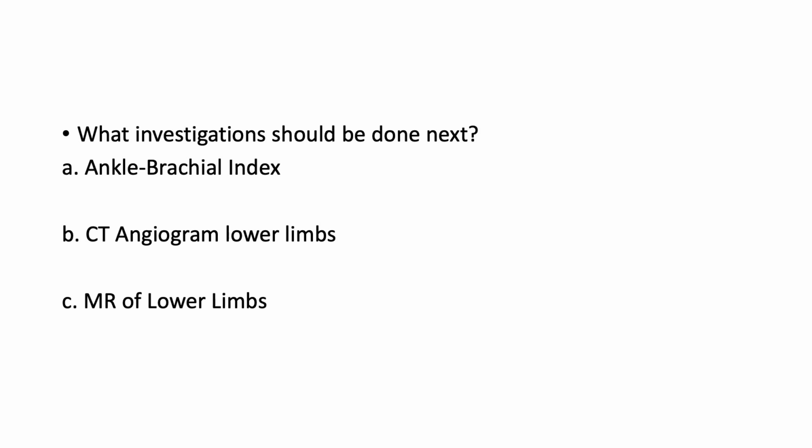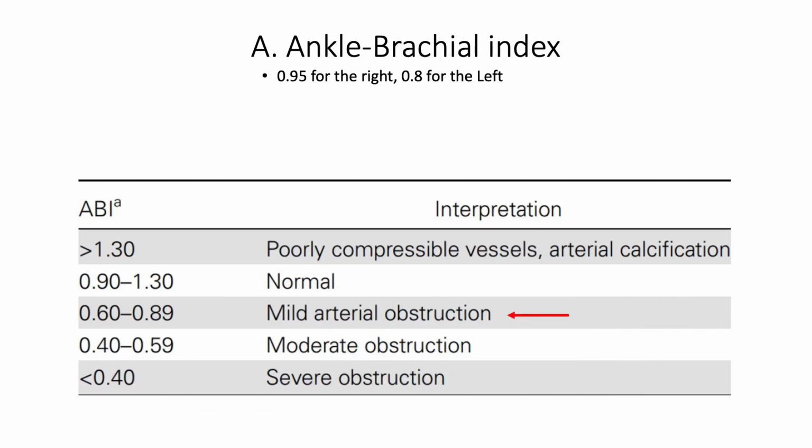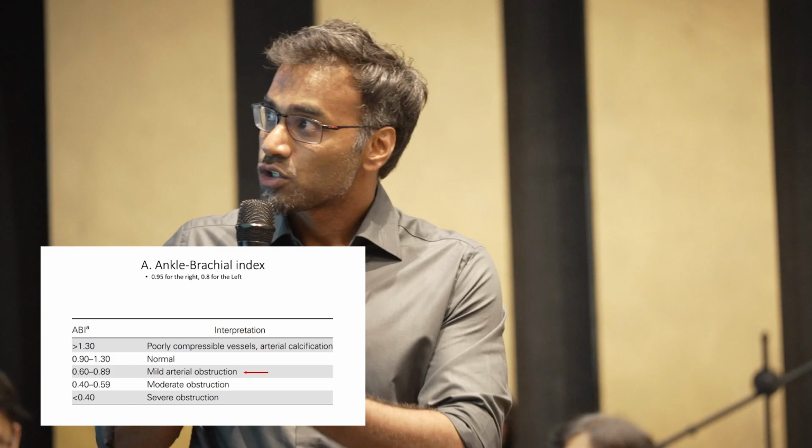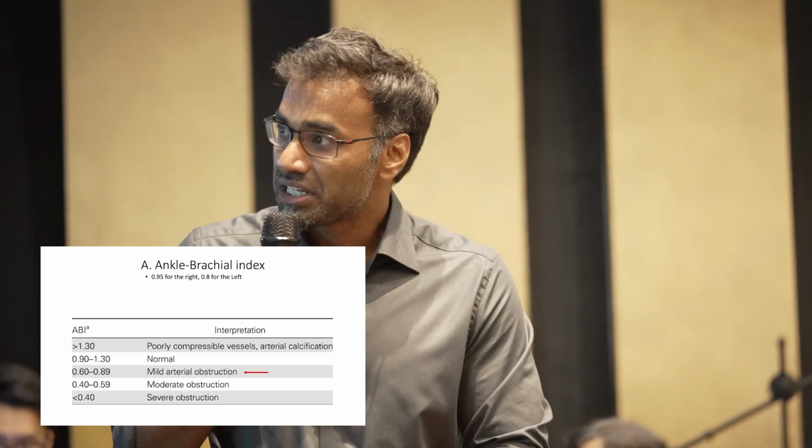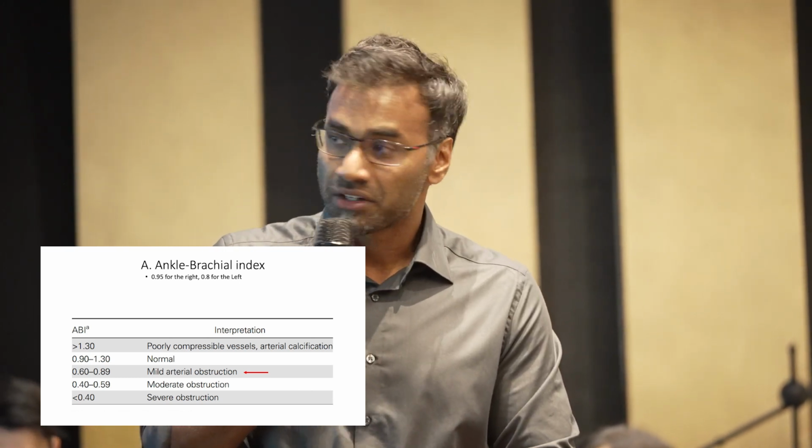Well, the first line screening tool and the easiest tool to be done is actually looking at the ankle brachial index. Yeah? So this gives us two pieces of information. It gives us the diagnosis, whether this patient actually does have arterial disease of the lower limbs. So for this gentleman, we found that his ABI on the left-hand side was 0.8. So that comes under mild arterial obstruction.